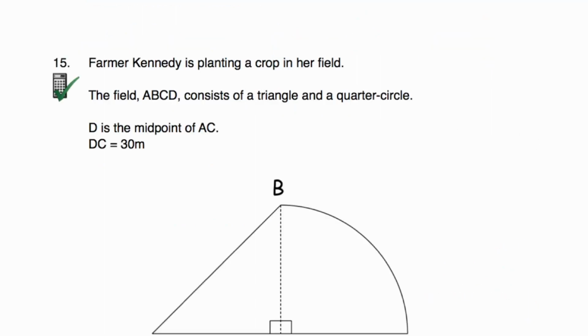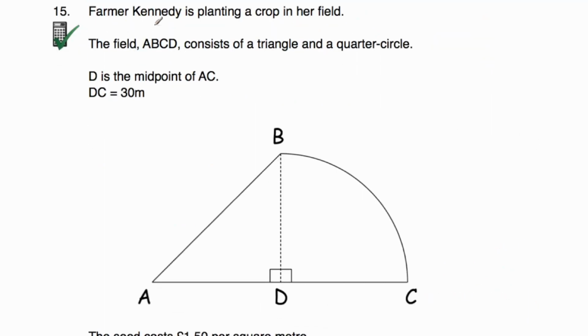301.6. Question number 15 says, Farmer Kennedy is planting a crop in her field. This is her field, A, B, C, D, and it consists of a triangle and a quarter circle. D is the midpoint of AC, so D is in the middle of AC, and DC is equal to 30 meters. If DC is equal to 30 meters, and D is the midpoint, that means AD is also equal to 30 meters as well.